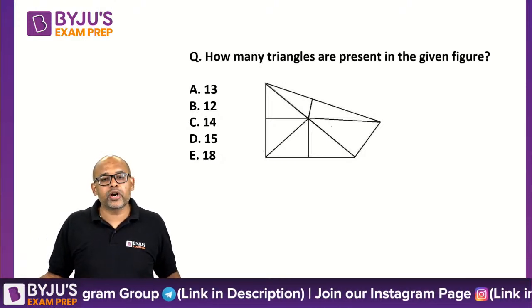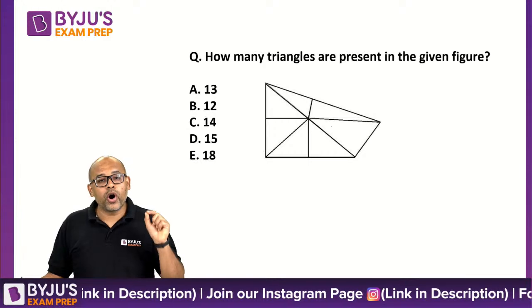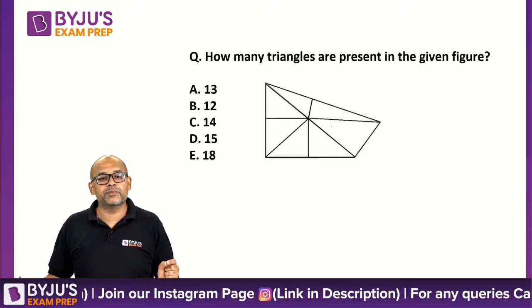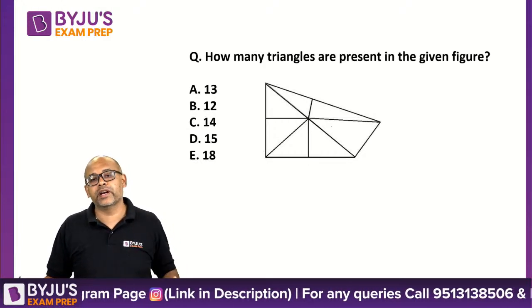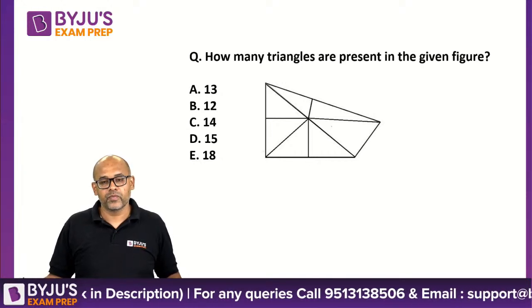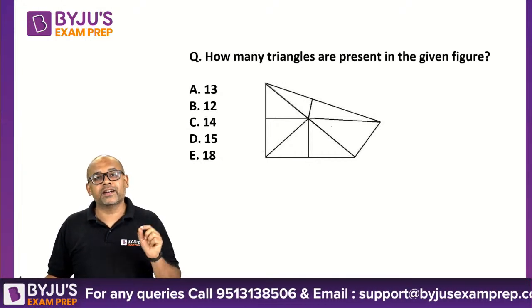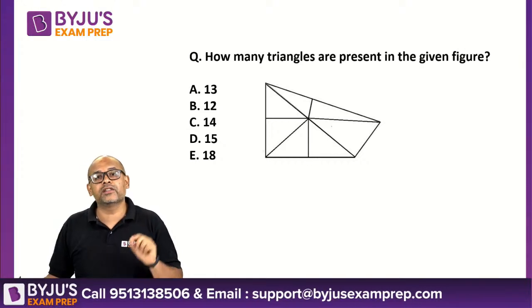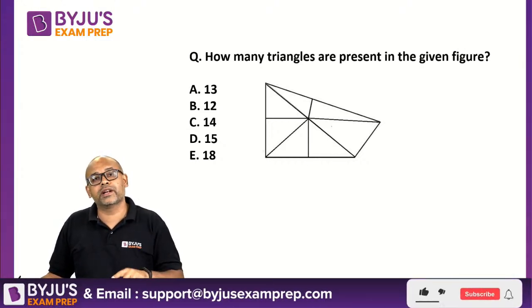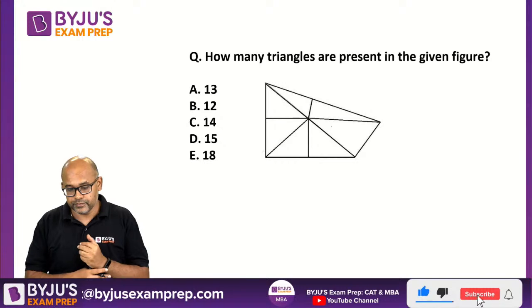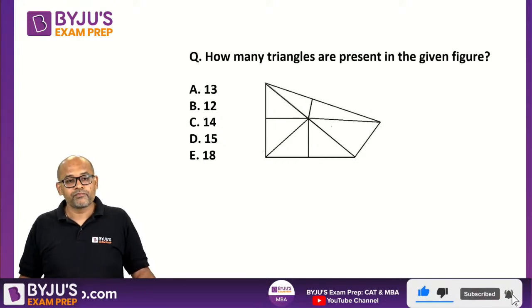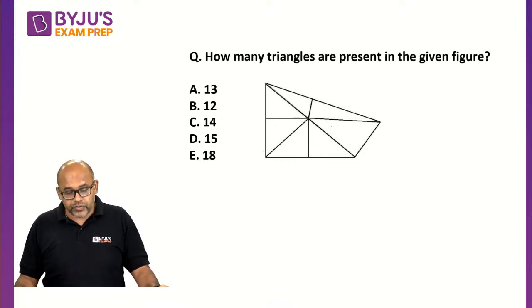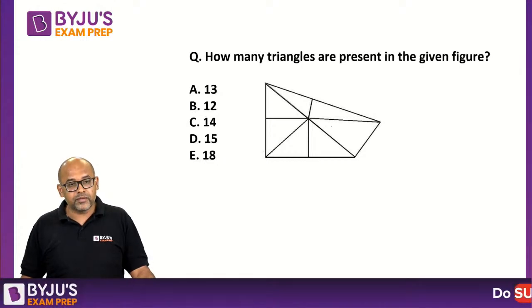No, rectangle is not a square. Guys, all squares are rectangles, but all rectangles are not squares. Keep it in mind. All squares are rectangles, but all rectangles are not squares. So you can't count a rectangle as a square. Okay, so some of you are saying 12, many of you are saying 12.